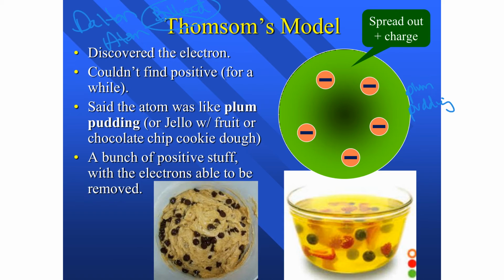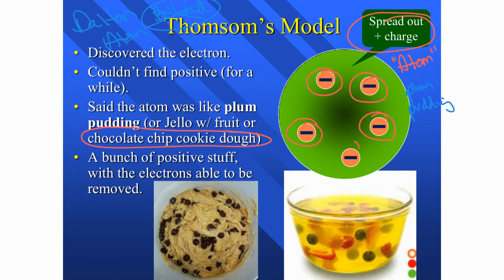For us, we would say maybe it's kind of like a chocolate chip cookie. What J.J. Thomson's model of the atom looked like is that the atom had a bunch of positive stuff in it, which he said was the pudding. And the electrons, he said, were spread out inside the atom, kind of like chocolate chips in a chocolate chip cookie, or like plums in a plum pudding. And that was how he changed the model of an atom.